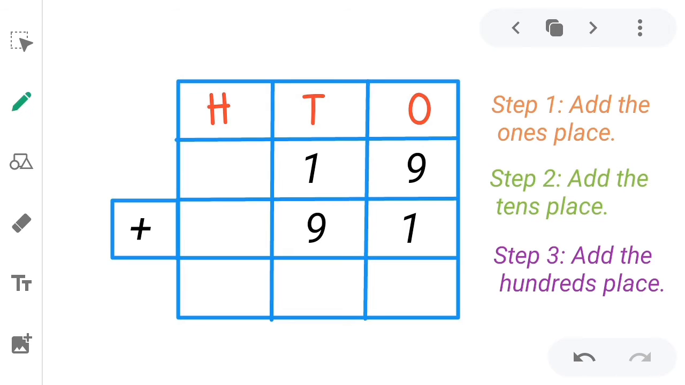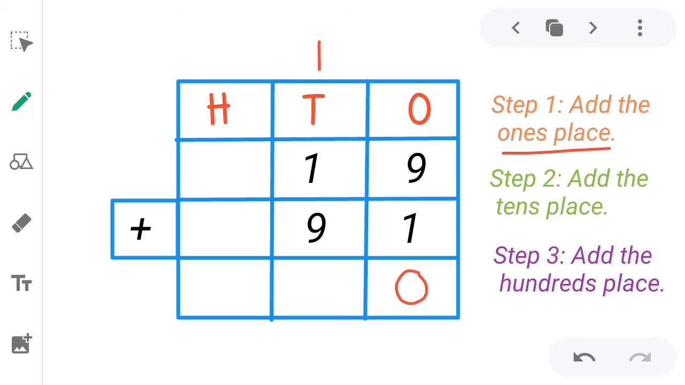Now the first step that we will do is add the ones place. So if I add the ones place here, we have 9 and 1. So 9 plus 1 will give us 10. So we will not write 10 here in ones place. We'll just write 0 here, and 1 will go as carryover in the tens place.